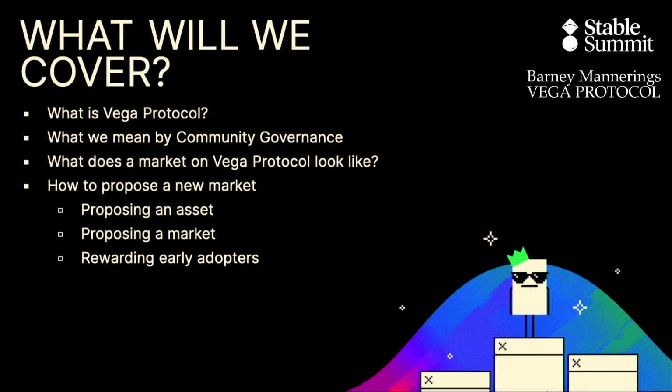Once we've got that baseline, we can go through what a market itself looks like on Vega, and then step through the various steps of how to propose a new market, creating a new asset, creating the market itself, and what it looks like once it's live. Once we've got that, we may have a bit of time to discuss rewarding early adopters as well.